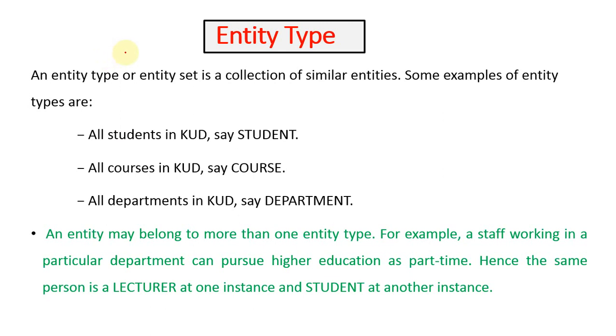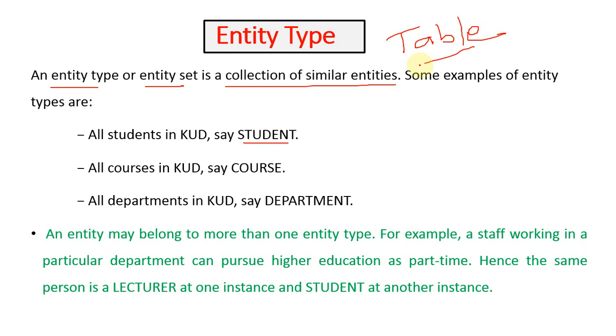Next, entity type. Entity type or entity set, both are the same, is a collection of similar entities. Collection of similar entities. All students in KUD, say student. Entity type may be called a table or relation.